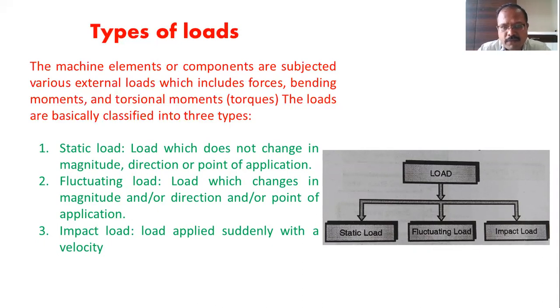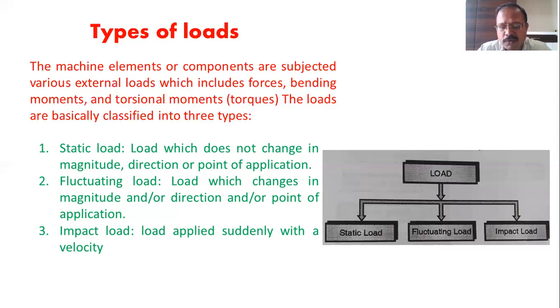Second type of load is fluctuating load. Fluctuating load is the load in which the magnitude and or direction and or point of application changes with respect to time. Then that kind of load is called as fluctuating load. The best example for the fluctuating load is the loads acting on the springs which are used in the suspension system. The springs are subjected to loads of variable magnitude and changing directions. Then that type of loads are called as fluctuating load.